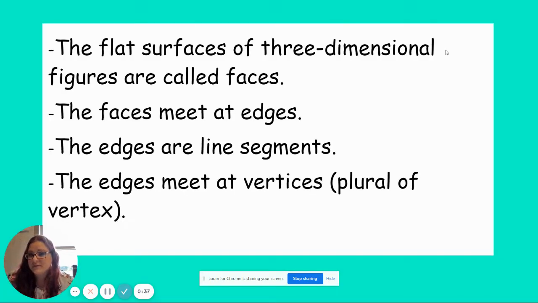The flat surfaces on three-dimensional figures are called faces. So if you can touch it and rub your hand against it, a flat surface, then that's going to be a face. And all of the faces meet at edges. So they come together and they meet at an edge. All of the edges are line segments, and each of the edges meet at a vertices.